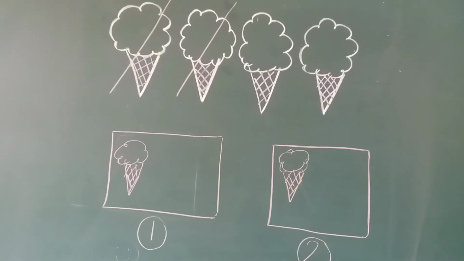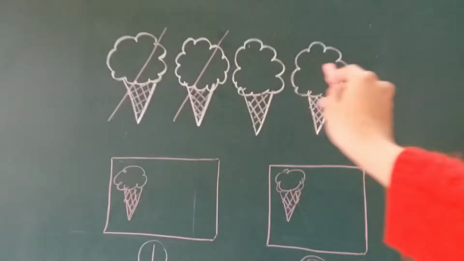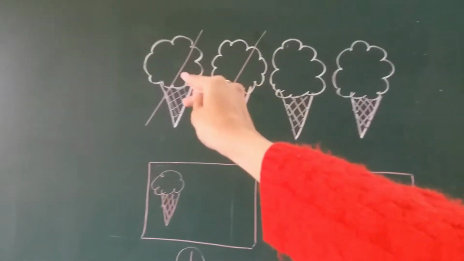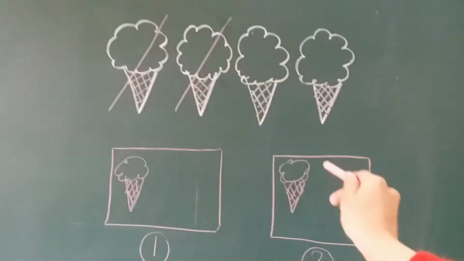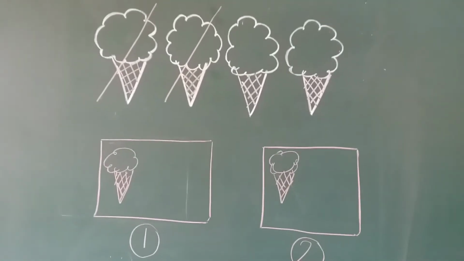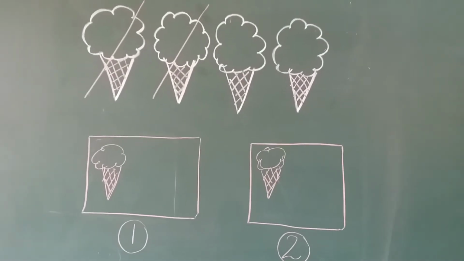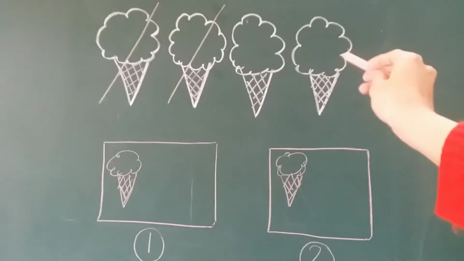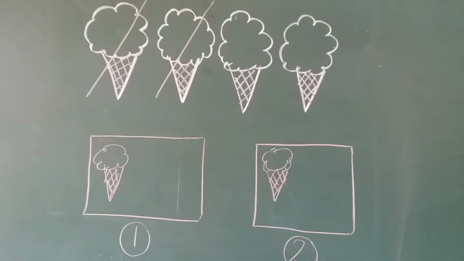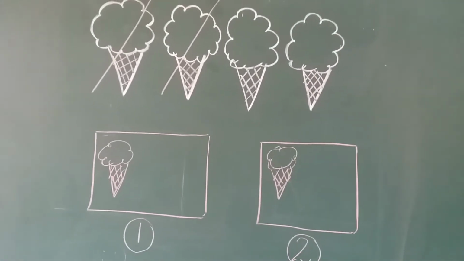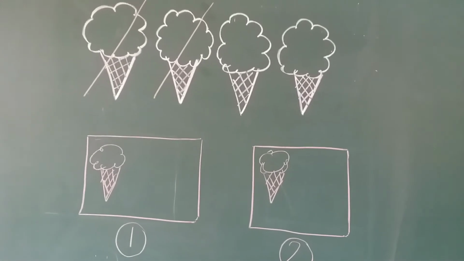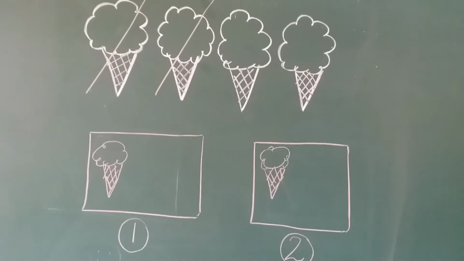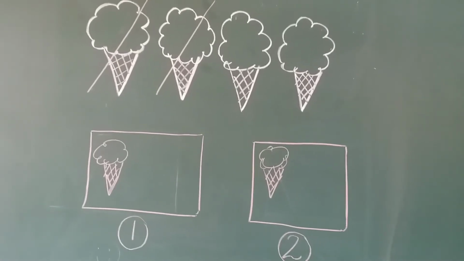So, children, from these 4 ice creams, 1 ice cream I have given to this group and 1 ice cream I have given to this group. Now I am left with 2 ice creams. Now I have to distribute these 2 ice creams also equally. So again I'll give 1 ice cream to each group.